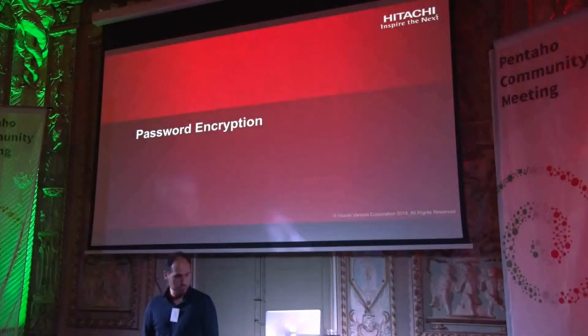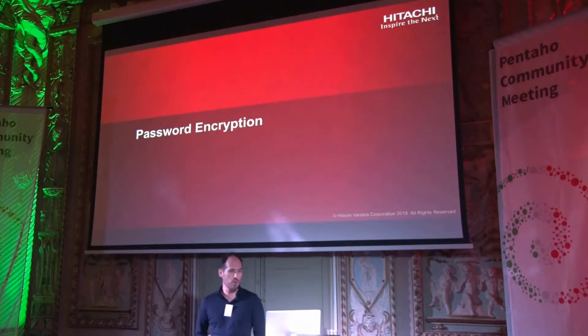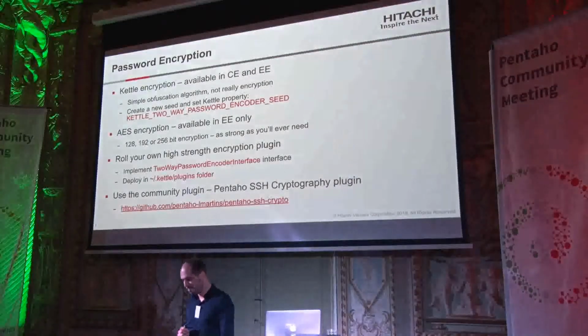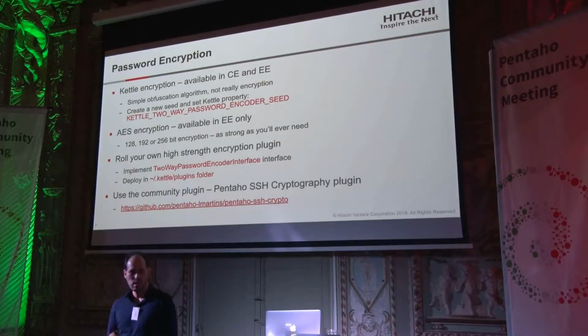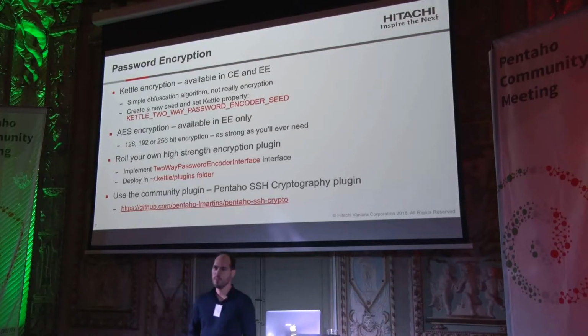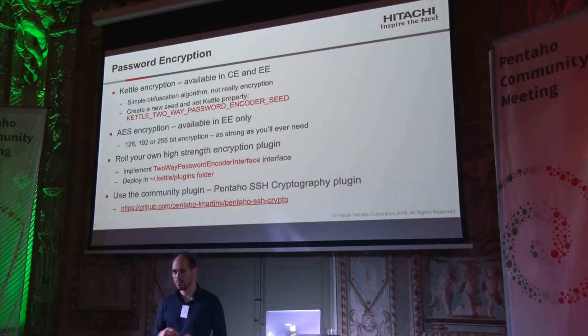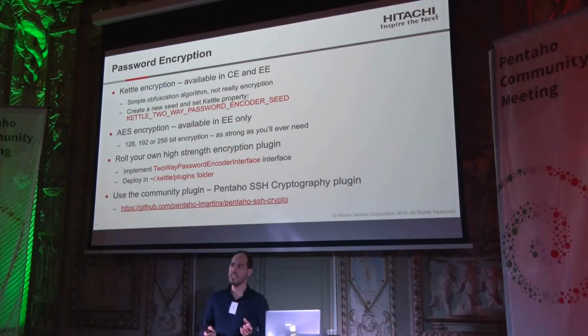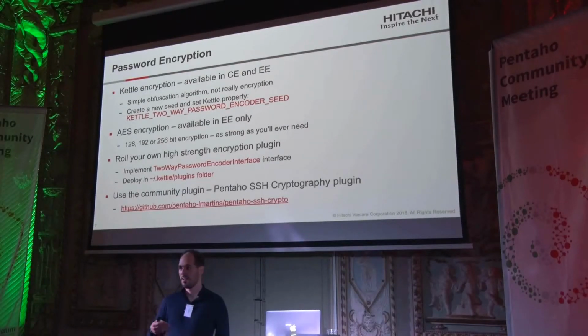Speaking of passwords, password encryption. This is one of the things that can bite you later on. By default, Kettle has an encryption algorithm that I would prefer to call an obfuscation algorithm. It's really, really basic. It just takes your password, takes a number and multiplies the password by that number. It's a 40-digit number, but the original key is embedded in the source code. It's not generated. It was called encryption to de-incentivize people to work.